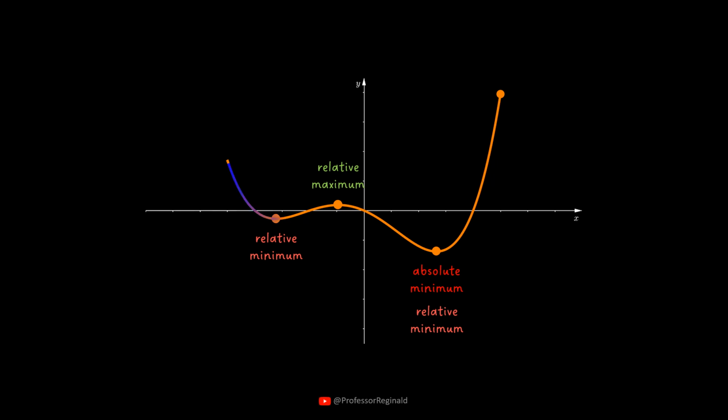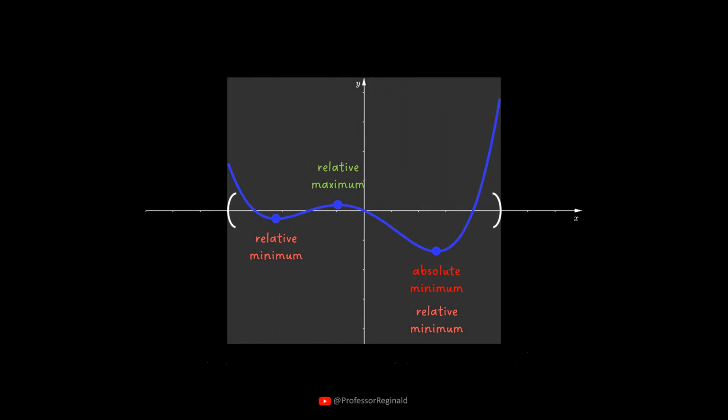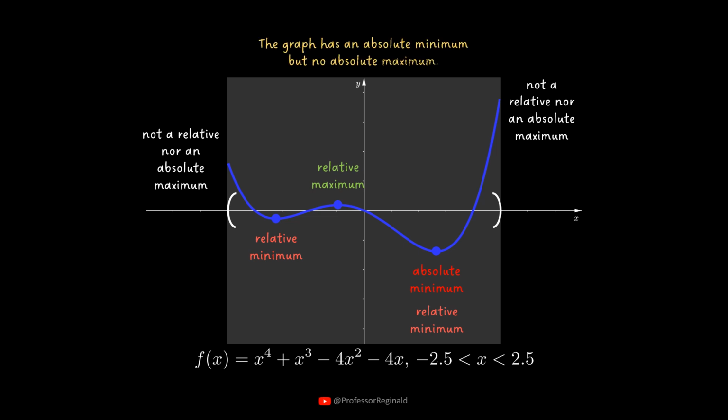Now, suppose the function is defined on an open interval. Because both endpoints are not included in the domain, then they are excluded from being considered as absolute or relative extrema. The left endpoint is not a relative nor an absolute maximum, and the right endpoint is not a relative nor an absolute maximum. In conclusion, the graph has an absolute minimum but no absolute maximum.